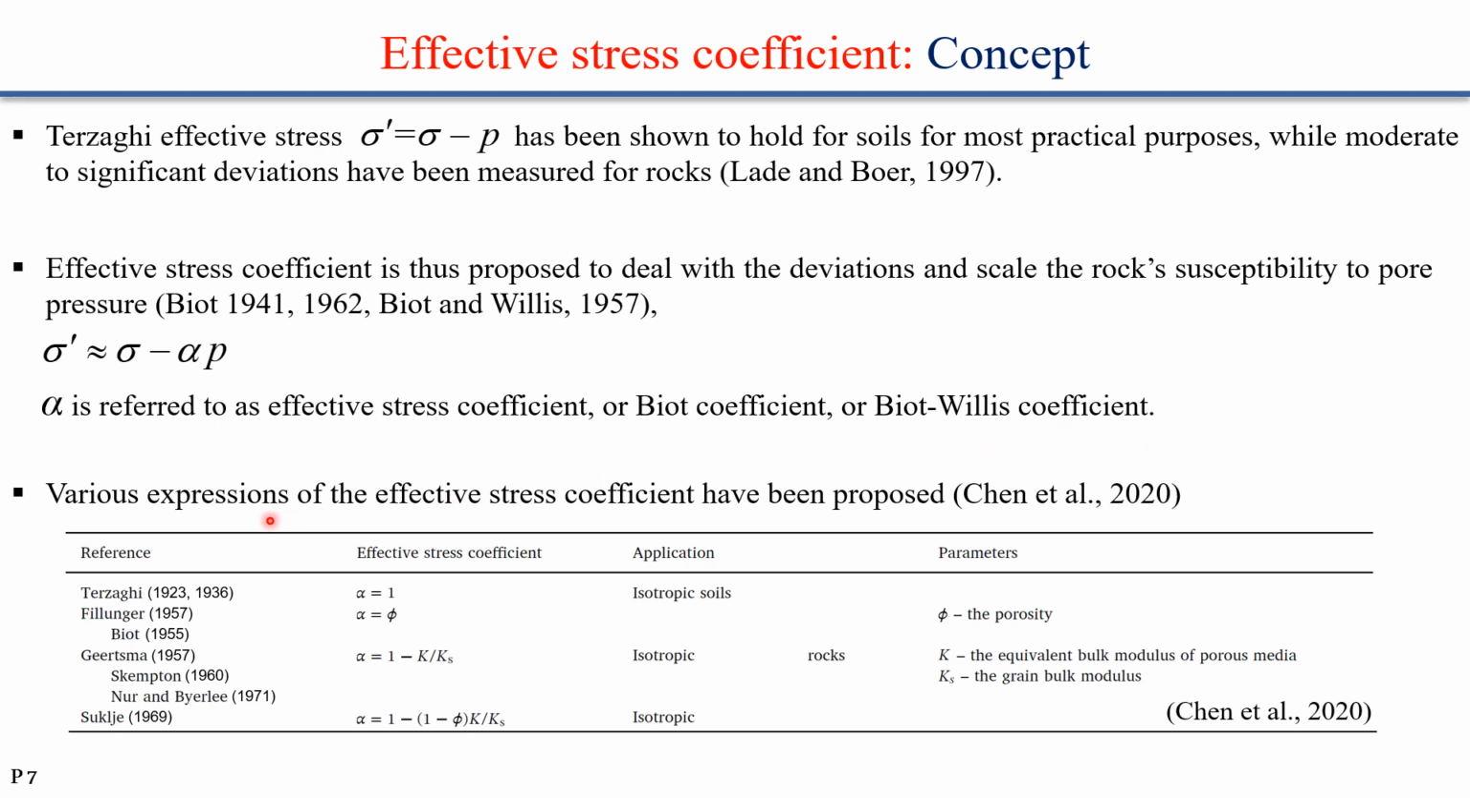There are various expressions of the effective stress coefficient. At its first proposal, alpha is equal to 1. Later, it's correlated with porosity and the ratio of bulk modulus of grains and porous media. It could also be related to both of them. And particularly, we want to take a closer look at this equation.